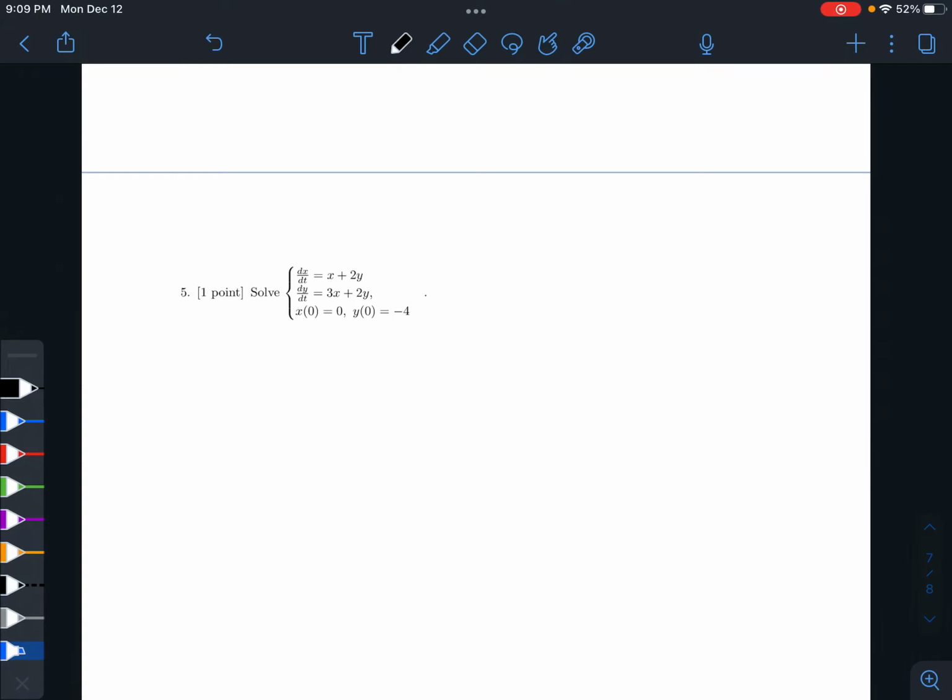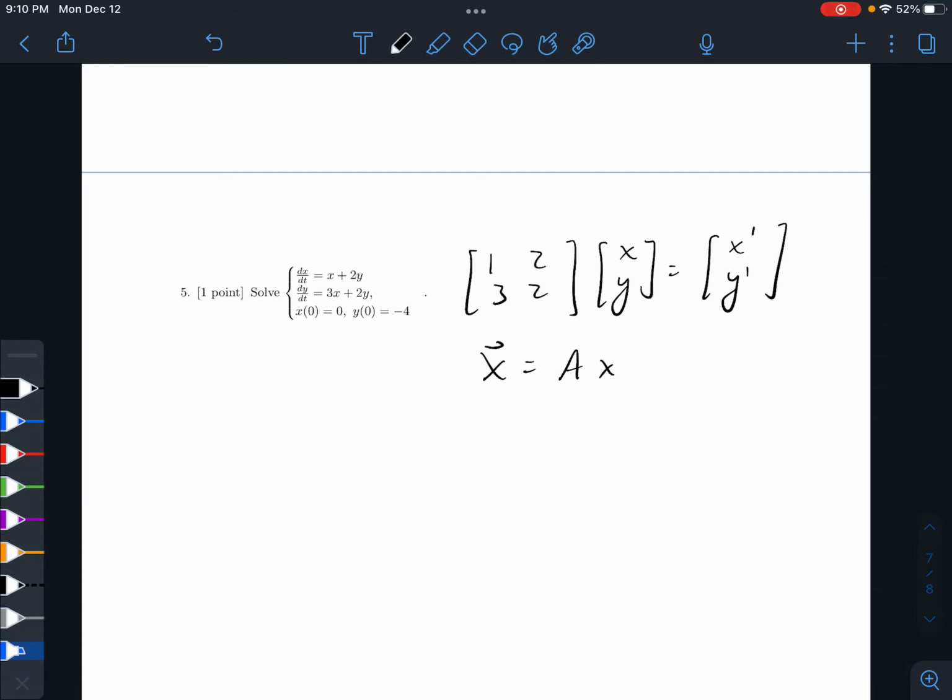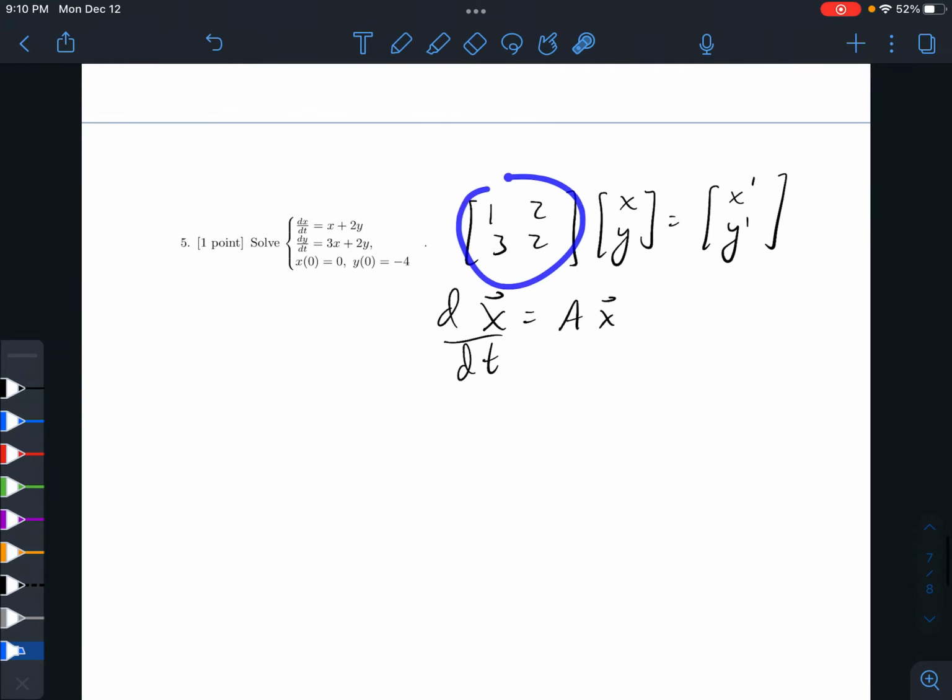All right, dx/dt is equal to x plus 2y, dy/dt is equal to 3x plus 2y, x of 0 equals 0, y of 0 equals negative 4. First step is to translate this into a matrix equation. So (1, 2; 3, 2) is our coefficient matrix. This times x is equal to, I'll just write x prime, y prime, but really this is saying x prime is equal to A times x, or dx/dt is equal to A times x, where this is our dx/dt, and this is our A.